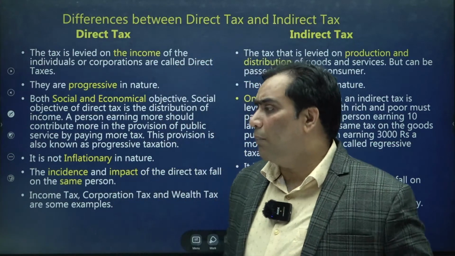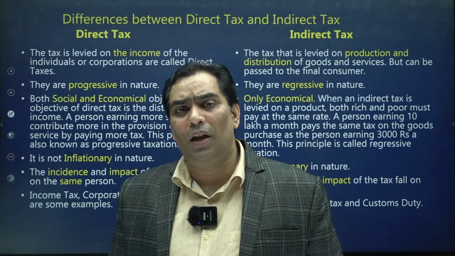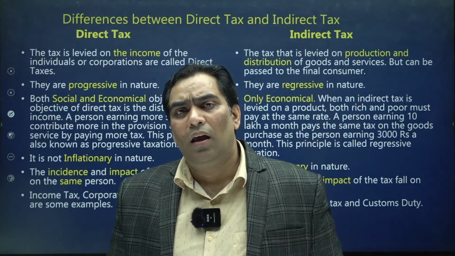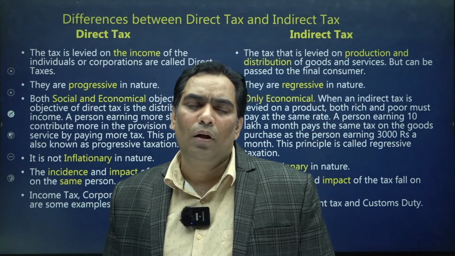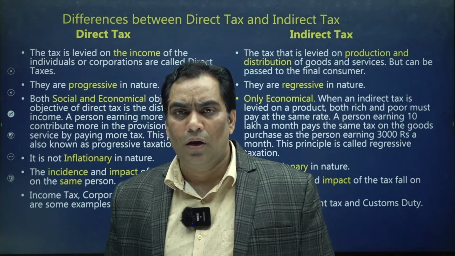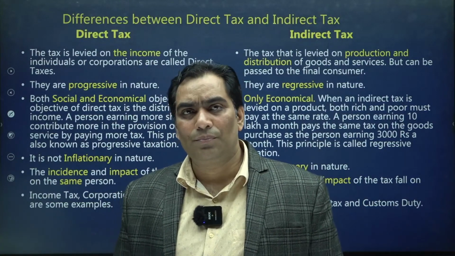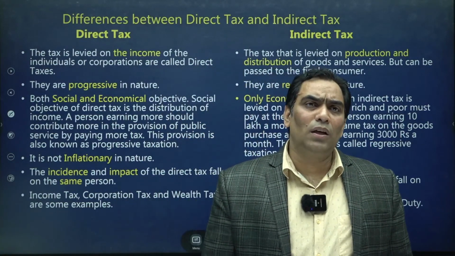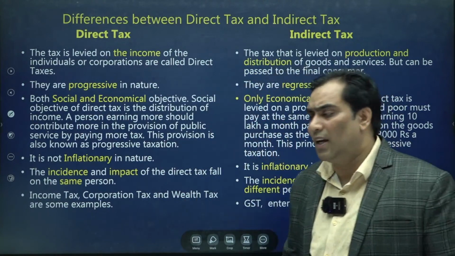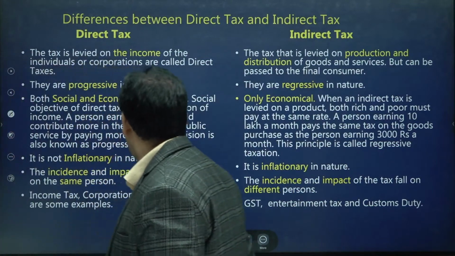And the examples of direct taxes are corporate income tax, personal income tax, security transaction tax, capital gain tax, etc. And examples of indirect taxes are GST, custom duty, stamp duty, entertainment tax, etc. Okay. So this is about the difference between direct tax and indirect tax. If there is any doubt, let me know. If there is any doubt to anyone, let me know.